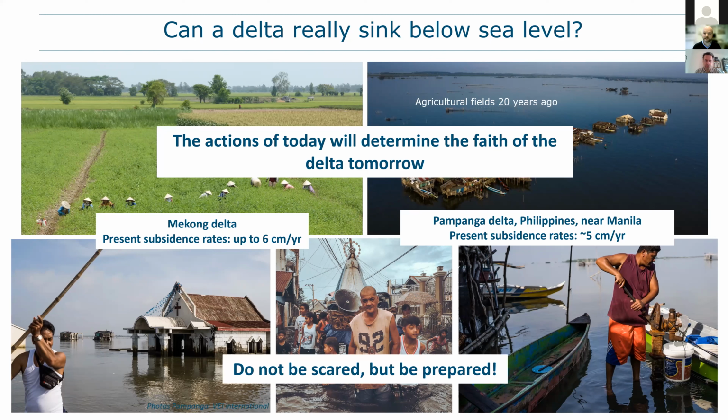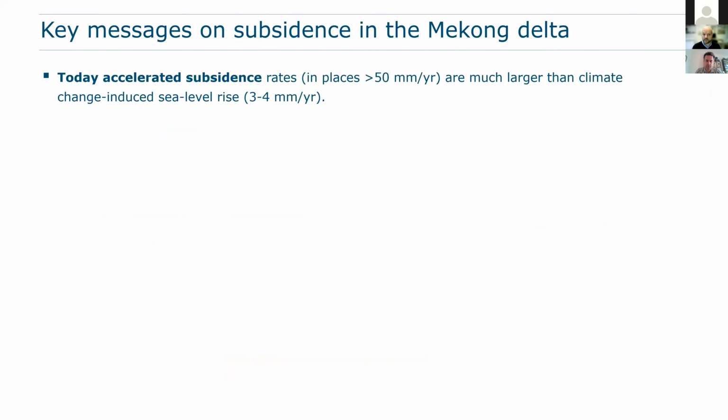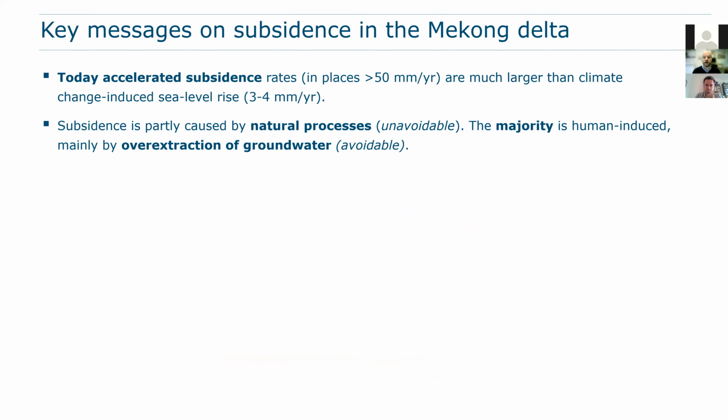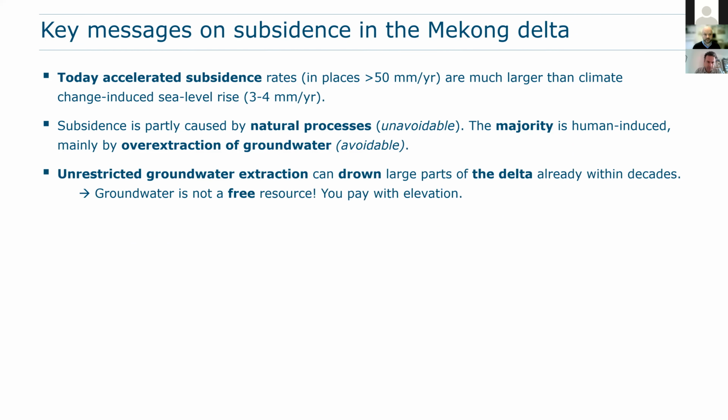So to close off, key messages on land subsidence. We see that today accelerated land subsidence rates are much higher than sea level rise by climate change. Subsidence is partly caused by natural processes. It is unavoidable, but the majority of the human-induced land subsidence is caused by the overexploitation of groundwater, which is in a way avoidable. Unrestricted groundwater extraction can drown large parts of the delta, as we saw. So groundwater is not a free resource because you pay with your elevation.